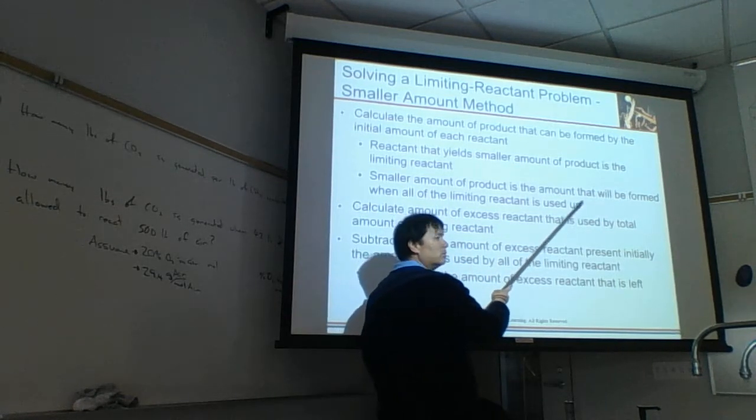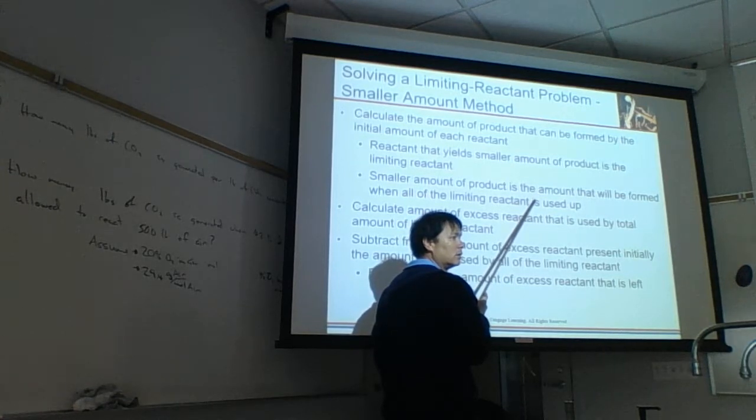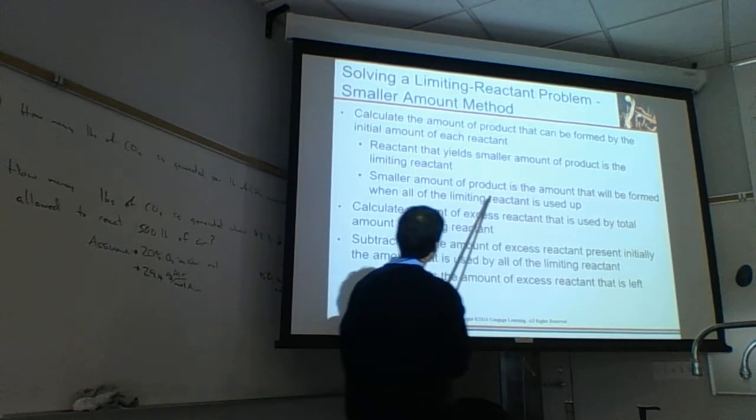And this is called, what was this called again? The amount of product that can be formed by the limiting reactant is called the theoretical yield.